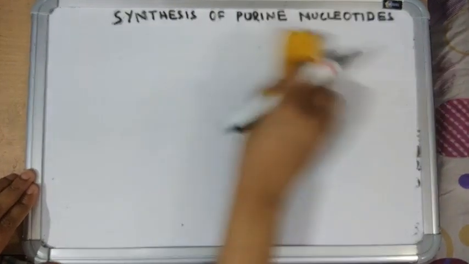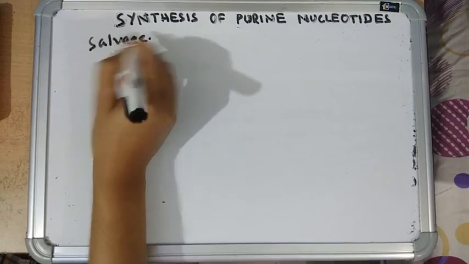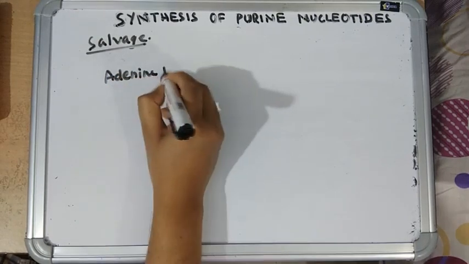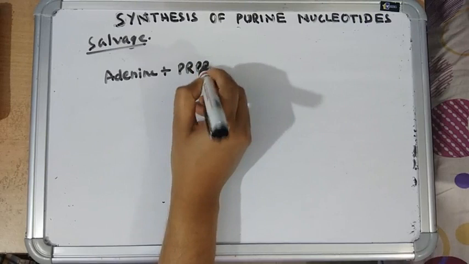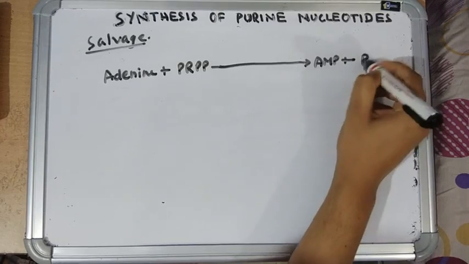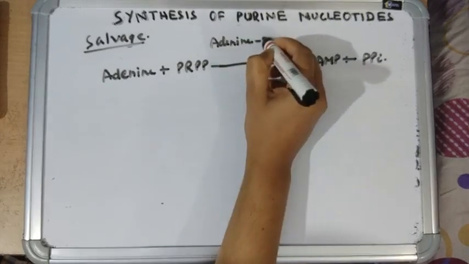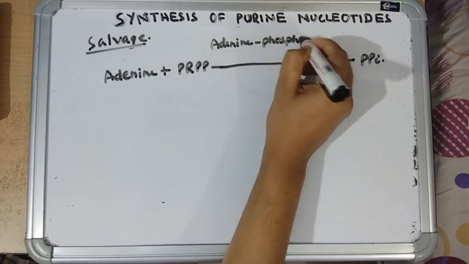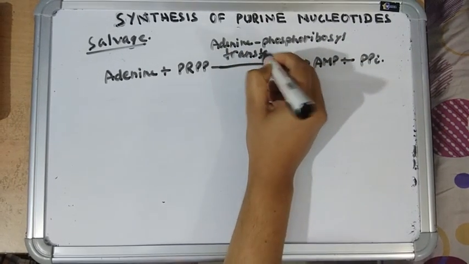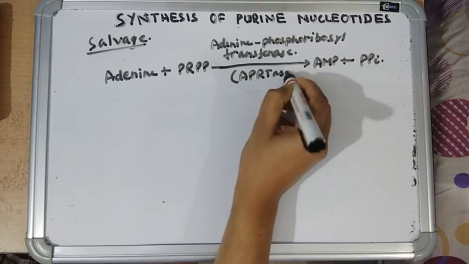Now the salvage pathway. In the salvage pathway, the free purine bases like adenine combine with phosphoribosyl pyrophosphate to form AMP and inorganic pyrophosphate, by the action of the enzyme adenine phosphoribosyl transferase or APRTase.